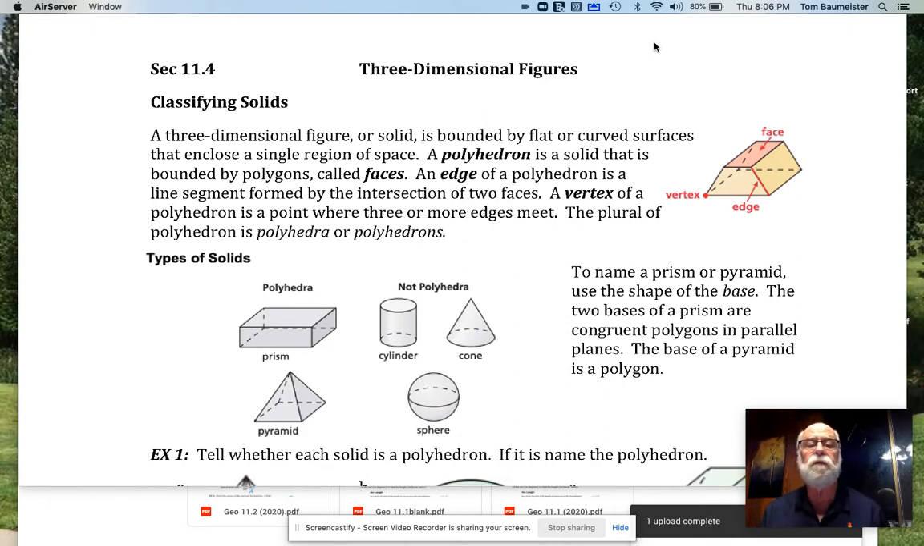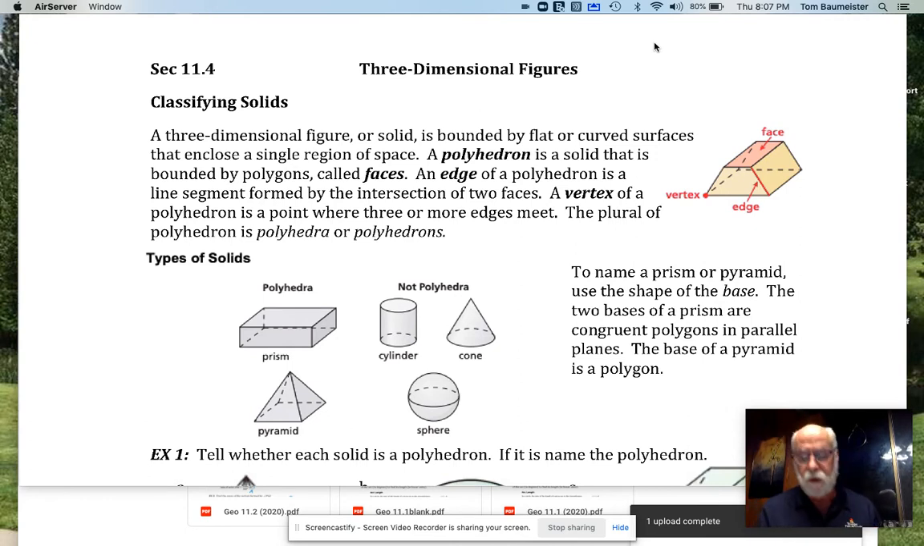A three-dimensional figure or solid is bounded by flat or curved surfaces that enclose a single region of space. A polyhedron is a solid that is bounded by polygons called faces. An edge of a polyhedron is a line segment formed by the intersection of two faces, and a vertex of a polyhedron is a point where three or more edges meet. The plural of polyhedron is polyhedra or polyhedrons.